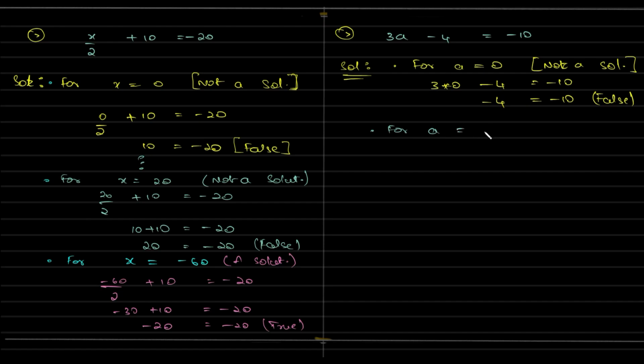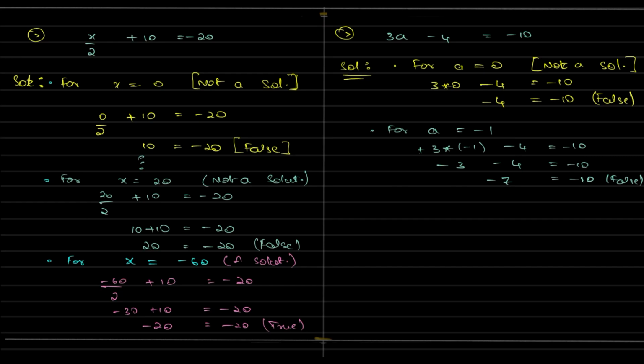For a is equal to negative 1, we have 3 into minus 1 minus 4 is equal to negative 10. First is the sign, positive into negative is negative. Then 3 into 1, I'll write it as negative 3 only. I'm sure you guys will be able to understand this. 3 into 1 is 3, positive into negative is negative. So clearly this is addition, negative 7 is equal to negative 10. It's a false statement. So we are close by, is it not?